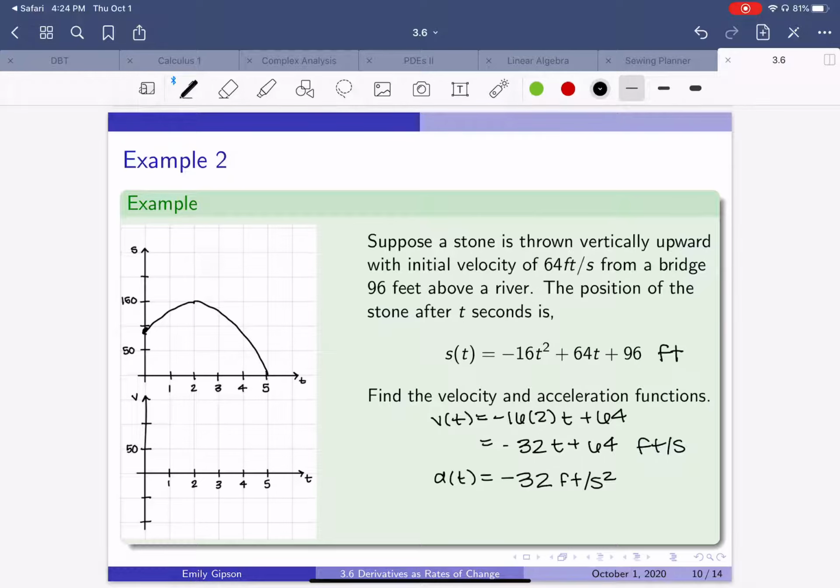And I've added units just to make things make more sense. Our position function is measuring our position in feet as height above the bridge. The velocity function is measuring how fast our stone is traveling in feet per second, and the acceleration is measured in feet per second squared. So now I would just really want to get into drawing these pictures. So we start at about 64.